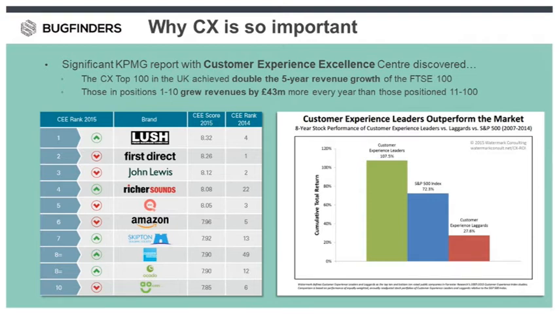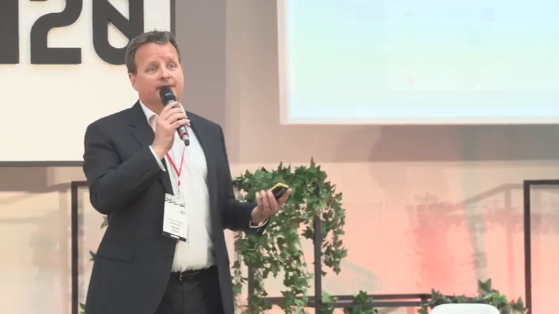Those companies that focus most on CX in the UK achieved double the 5-year revenue growth of the FTSE 100. That's double. And of the top 10 who are listed here, those in positions 1 and 10 grew their revenues by £43 million more each year than those placed 11 to 100. So the financial prize for doing this really, really well is there and is obvious.